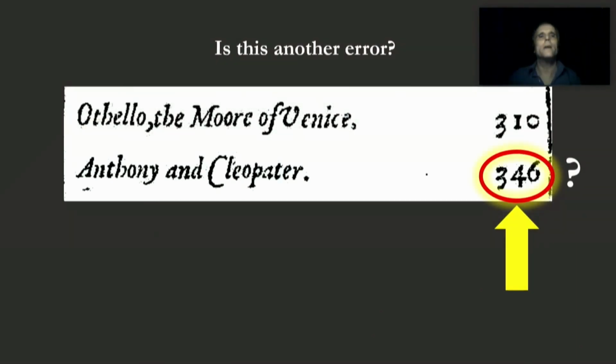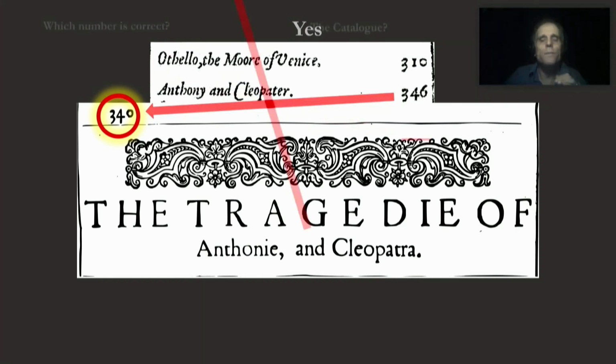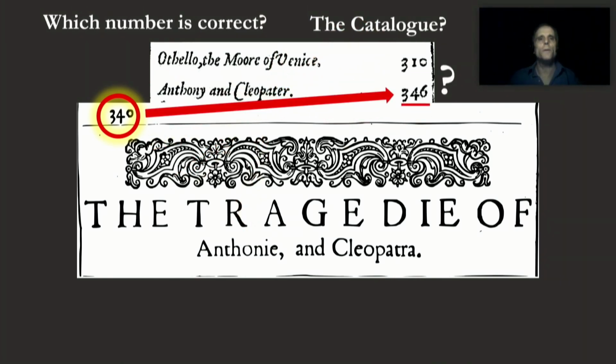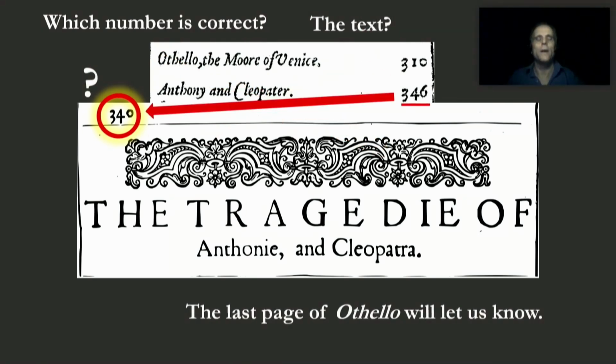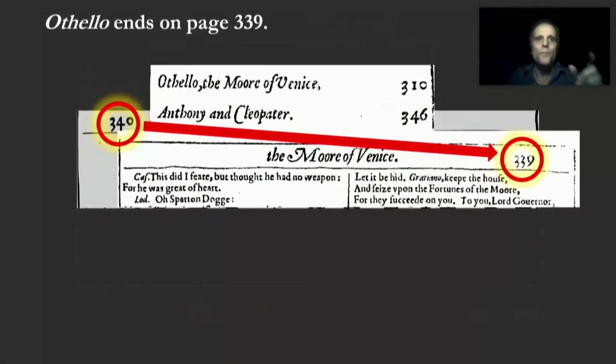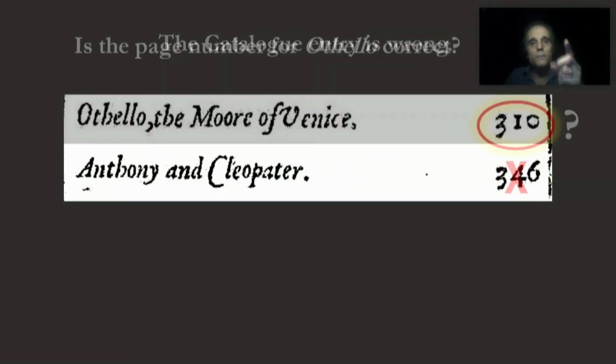After finding this, I asked whether the page number is another error. Going to my handy-dandy portable facsimile of the First Folio, I discovered that it was. Which number is correct? The one in the catalogue or the one in the text? The last page of Othello will let us know. Othello ends on page 339. That means the catalogue entry is wrong.